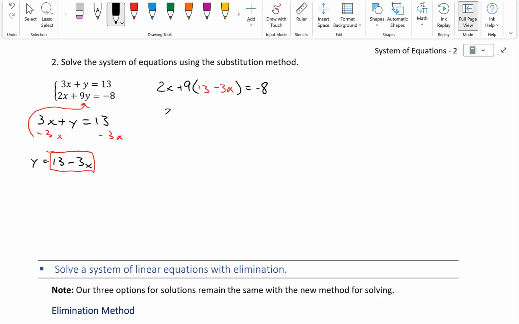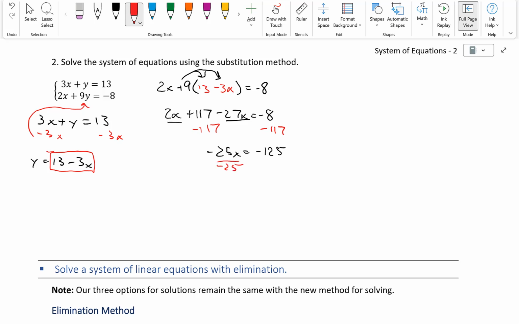I can distribute through, so I get 2x plus 9 and 13 would give me 117. 9 and negative 3, a minus 27x equals negative 8. I can combine my like terms, 2x and minus 27x, and subtract my 117 to move it to the other side. So 2 minus 27 will give me a negative 25x equal to minus 8 minus 117, negative 125. And when I divide by negative 25 to isolate x, I find that x is 5.